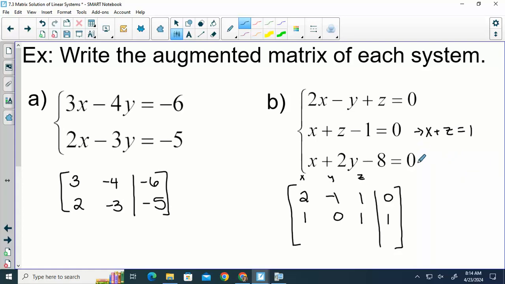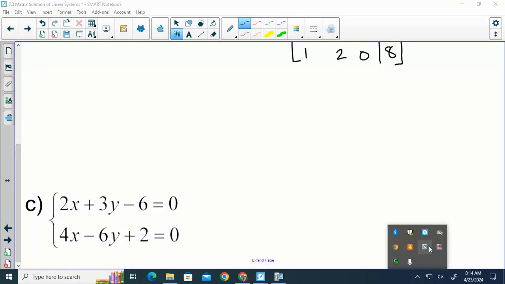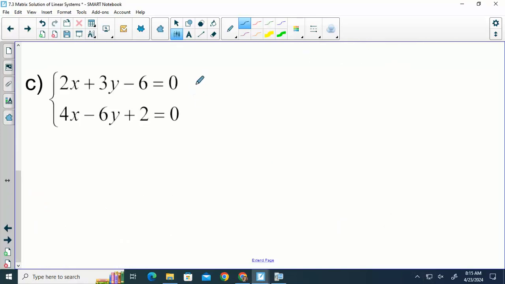So you have to move those constants over. This one is x plus 2y equals 8. So my matrix would be, or my row would be 1, 2, 0. Let's try this one. So we do have to think about moving that constant over.